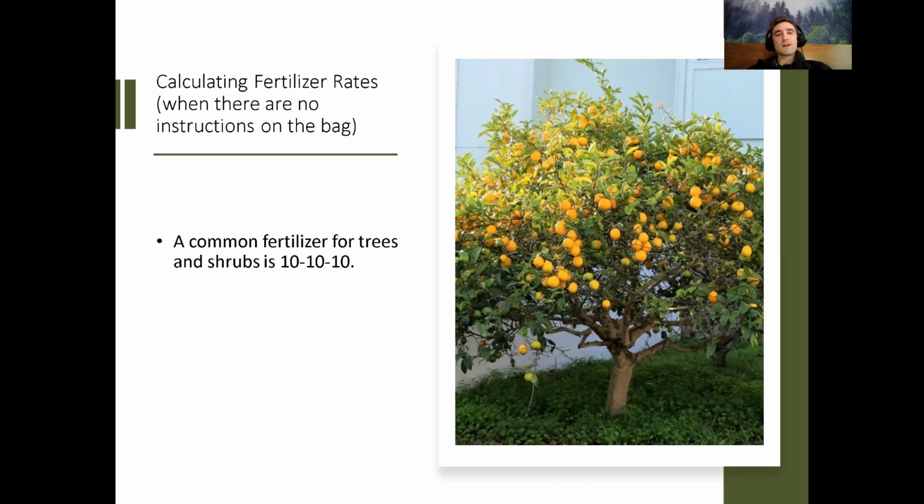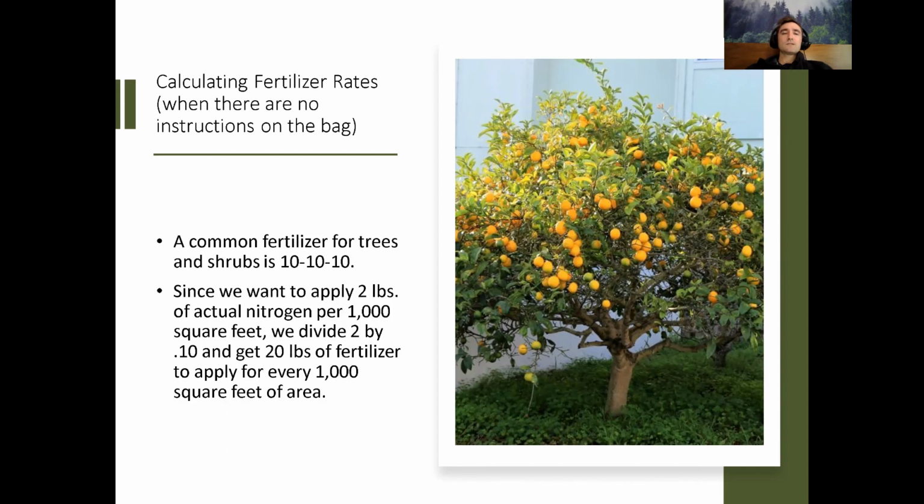And a common fertilizer for trees and shrubs is 10-10-10. And so since we want to apply 2 pounds of actual nitrogen per 1,000 square feet, we need to divide 2 by 0.1, which is our percent nitrogen. And then we get 20 pounds of fertilizer applied to every 1,000 square feet of area.